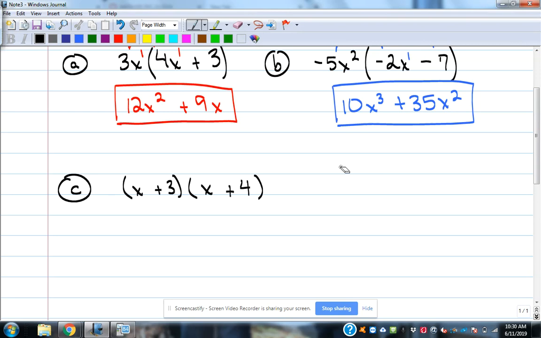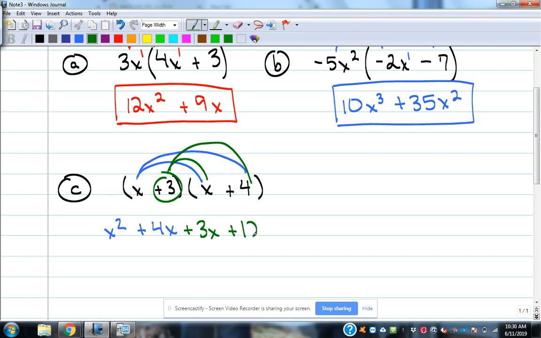We're doing 2, because we're going to take this x and distribute it to everything in the other parenthesis. So x times x is x squared. X times 4 would be plus 4x. Then I'm going to take the 3 that's here and distribute it to both of them. It's just distributive property twice in this case. So positive 3 times x would be plus 3x. Positive 3 times positive 4 would be plus 12.